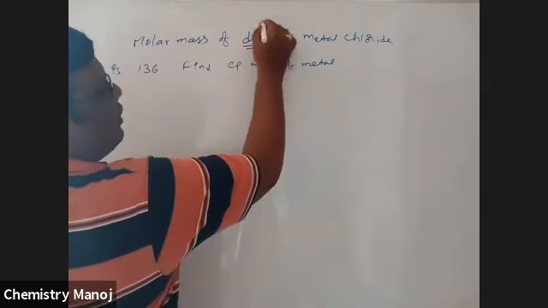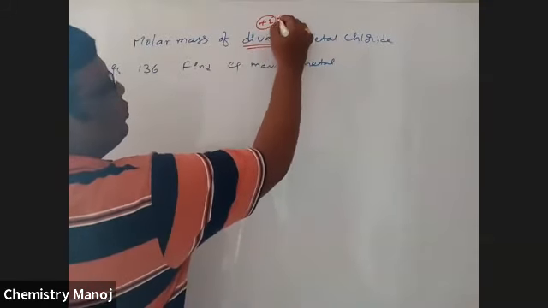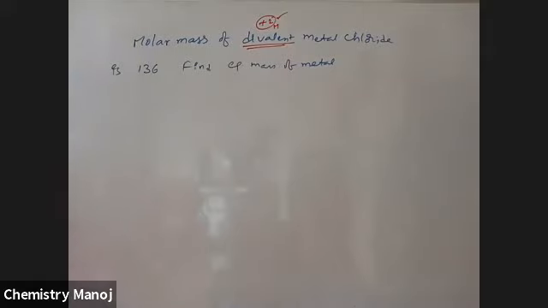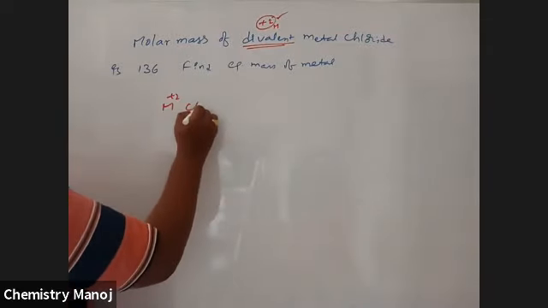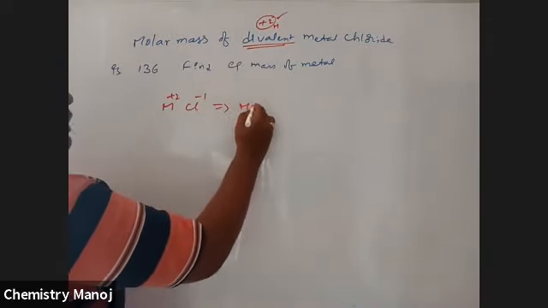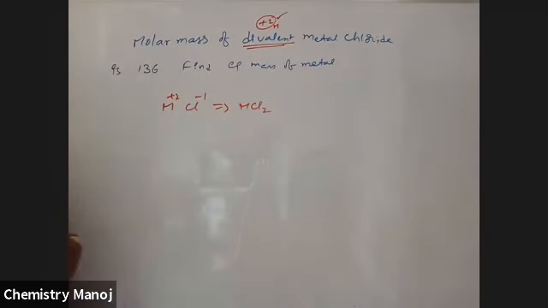Divalent means the oxidation state of the metal is +2. Divalent, valence is 2, means oxidation state is +2. Therefore, M is in +2. We know chloride is -1. The formula of that compound is MCl2.